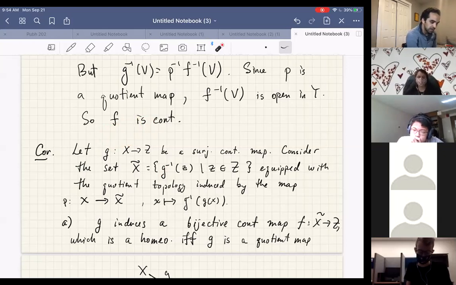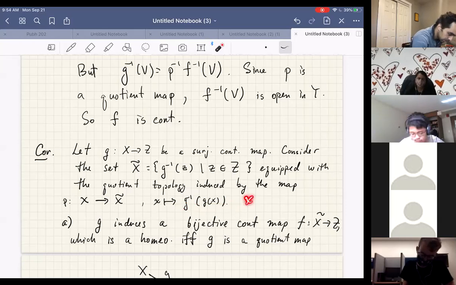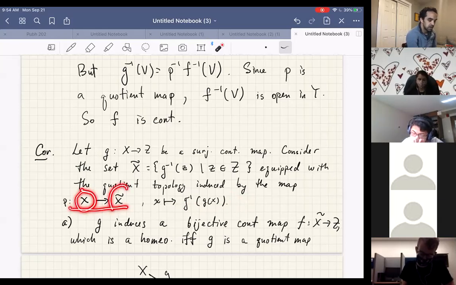Okay, so I can give the quotient topology to this X tilde, induced by the surjective map that sends a point X to the following subset containing it. So you take X, you apply G of X, that's a point in Z, and then you take the inverse image. That's a bunch of points which contains X, right? X is contained here. So there's a surjective map, there's a topological space, there's a set. So I can put the quotient topology here.